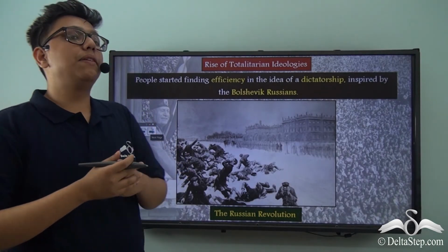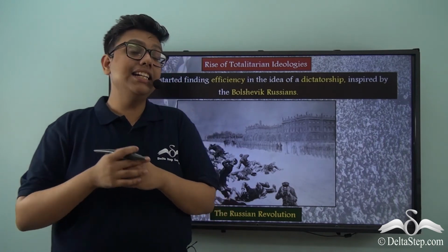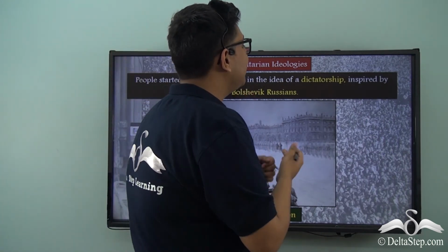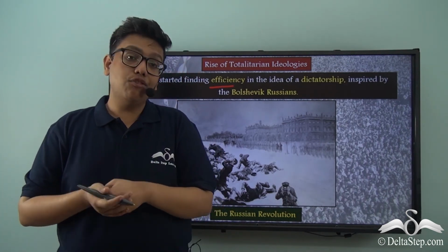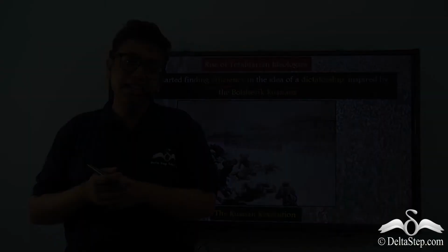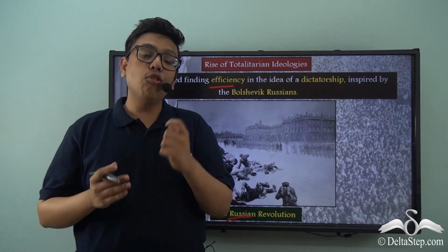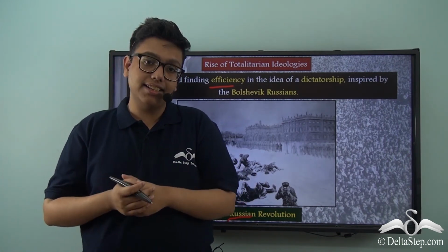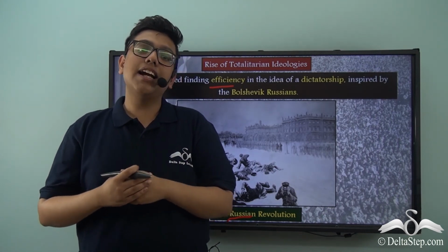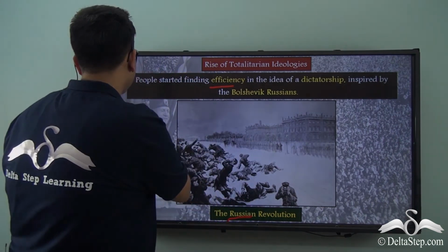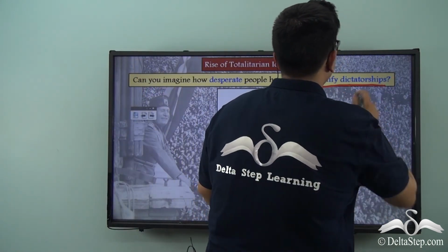Now, all this led the people to finally start to justify dictatorships because they found dictatorships to be incredibly efficient, and they thought a dictatorship can really bring order to a state. Now, they were influenced by the Bolshevik Russian government, where after the Russian Revolution, the Bolshevik government was using force to bring order into the Russian society. And that is something which the people of Italy felt even they require to finally bring Italy back to prosperity. Thus, you can understand that the people of Italy are in effect justifying dictatorships.